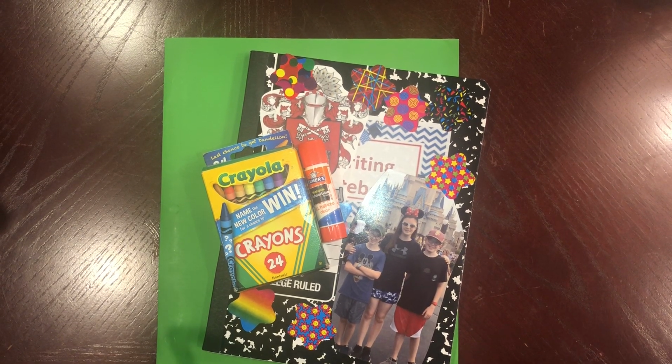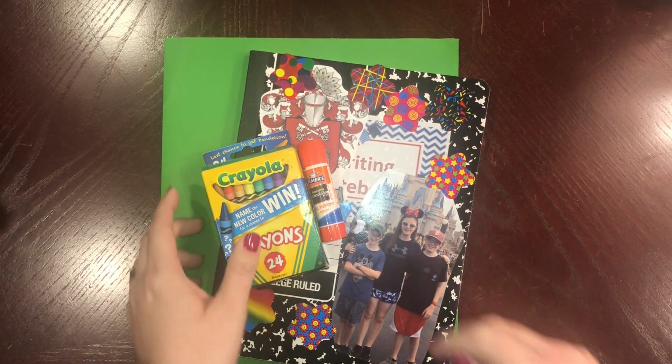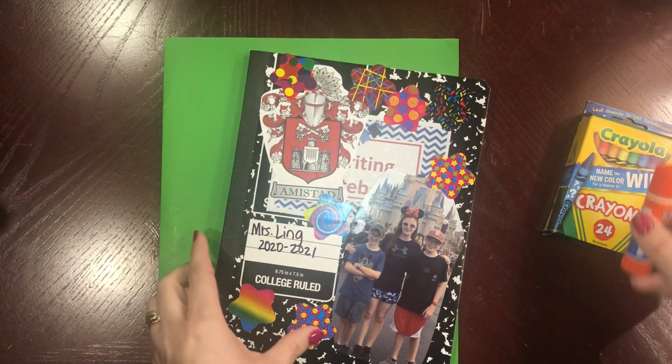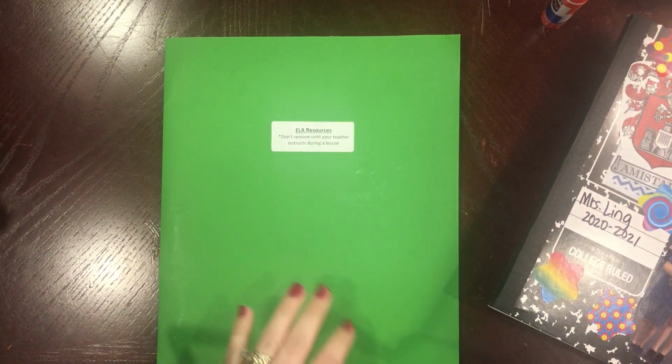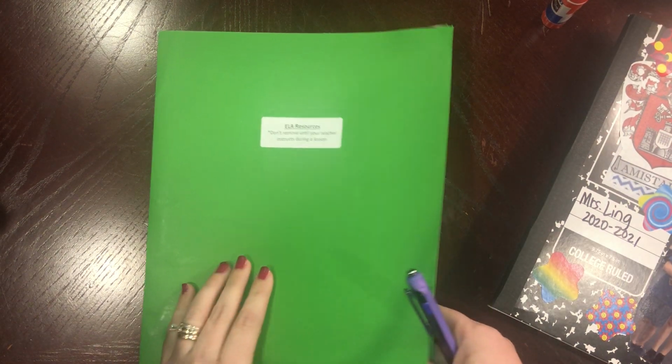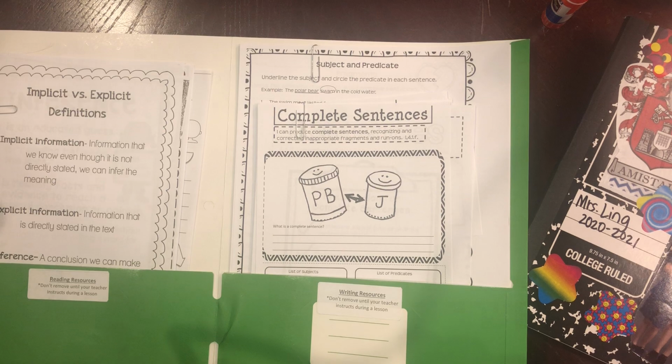Happy Thursday, writers. Today for the writing workshop, you're going to need your box of crayons, glue stick, writing notebook, and your green ELA resource folder. Remember, this is in your anchor binder, so don't take out your folder. Just open your folder so you can look at the teach pages.